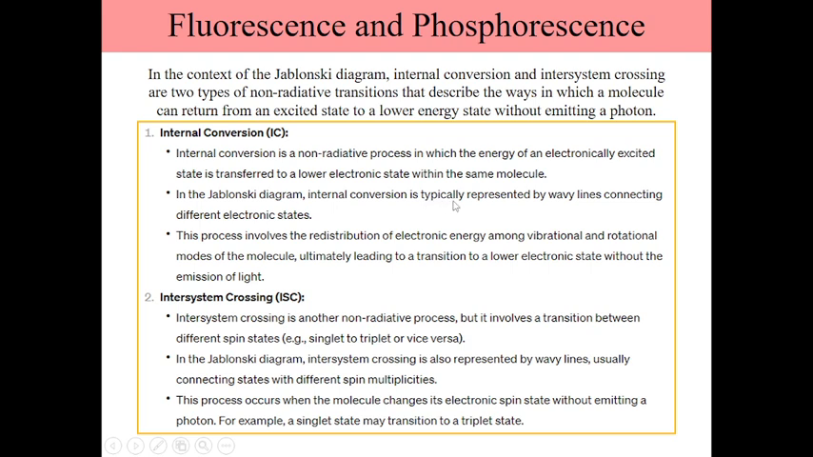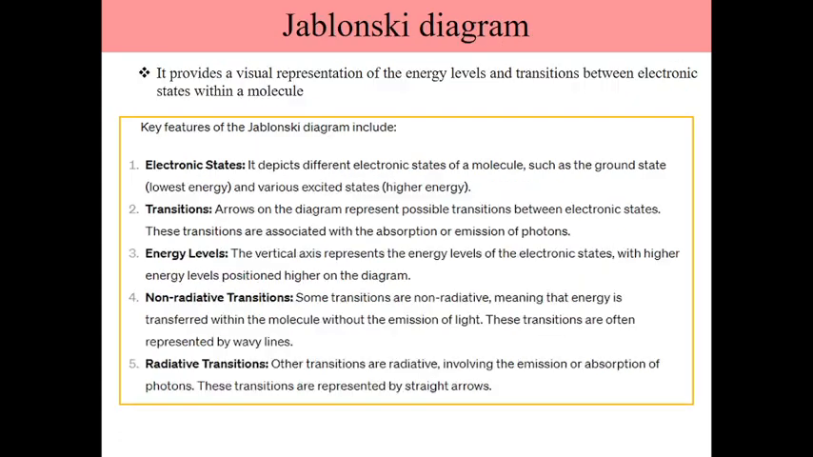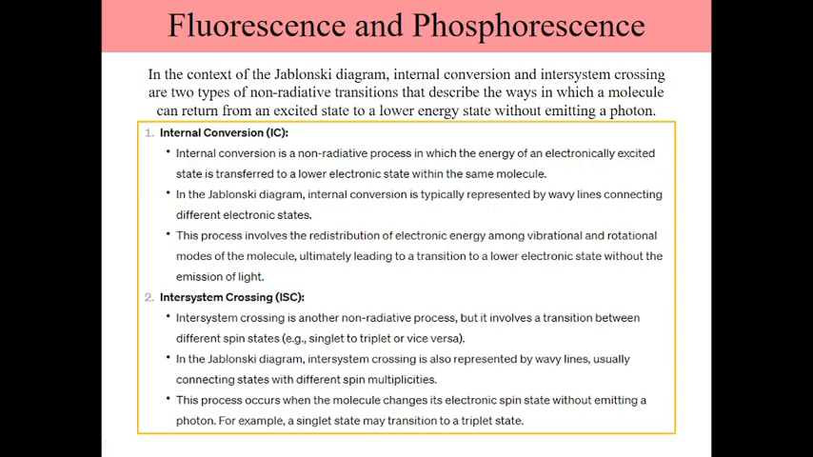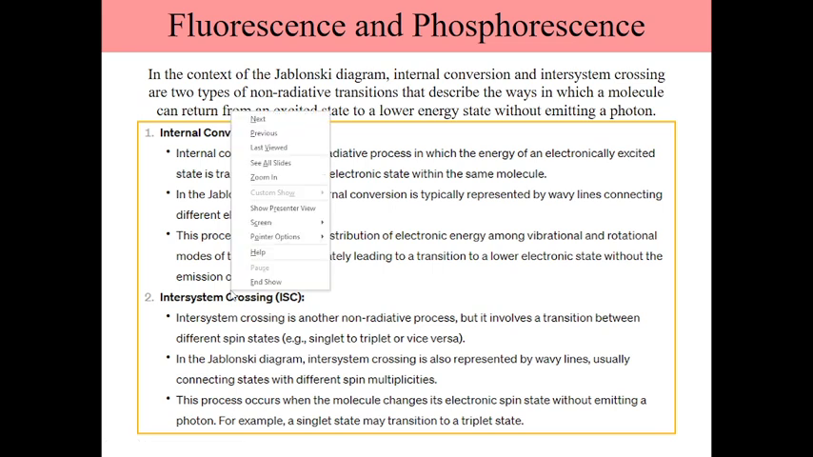So internal conversion is typically represented by wavy lines connecting different electronic states. This process involves the redistribution of electronic energy among various vibrational and rotational modes of the molecule, ultimately leading to transition to a lower electronic energy state without the emission of light. So look here, this is internal conversion. From a higher to a lower energy state they are coming, and then these are the rotational and vibrational energy states. So there is redistribution of energy in the same molecule without emission of energy in the form of light.